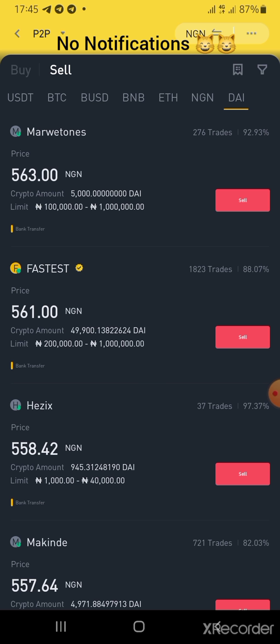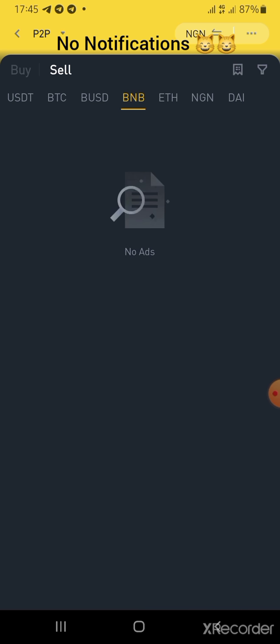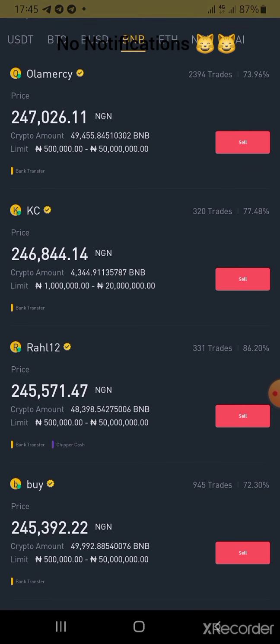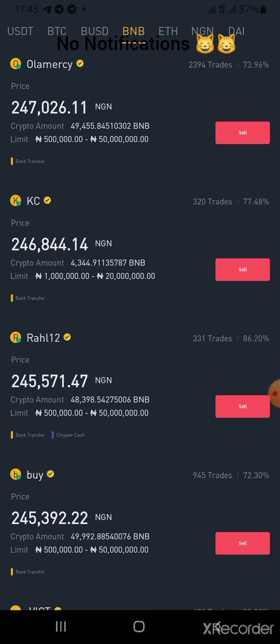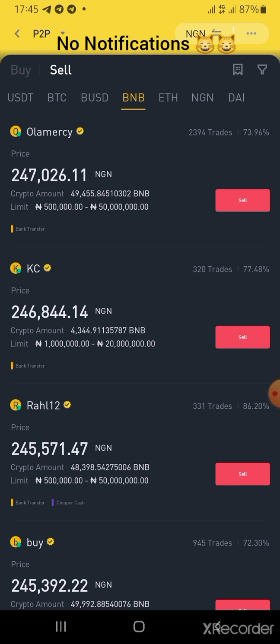Okay, this is for DAI, sorry. And this is for BNB. So for BNB, Ola Mercy is offering to buy from you at 247,026 naira per BNB. So if you have one BNB you want to sell, that's the amount this person is offering to buy from you. If you choose any of these amounts, meaning this is the amount you want to sell at, you feel it's a fair deal for you, then you can just click on sell.